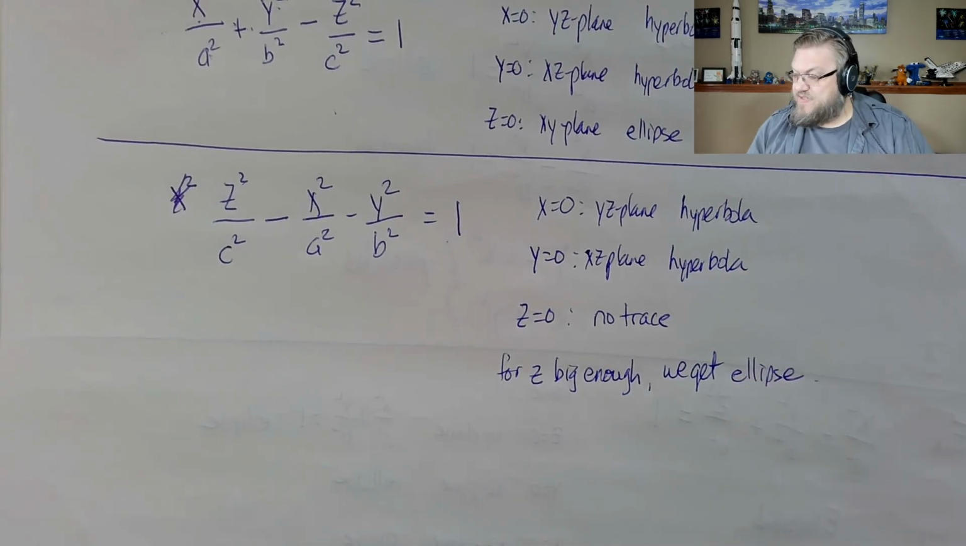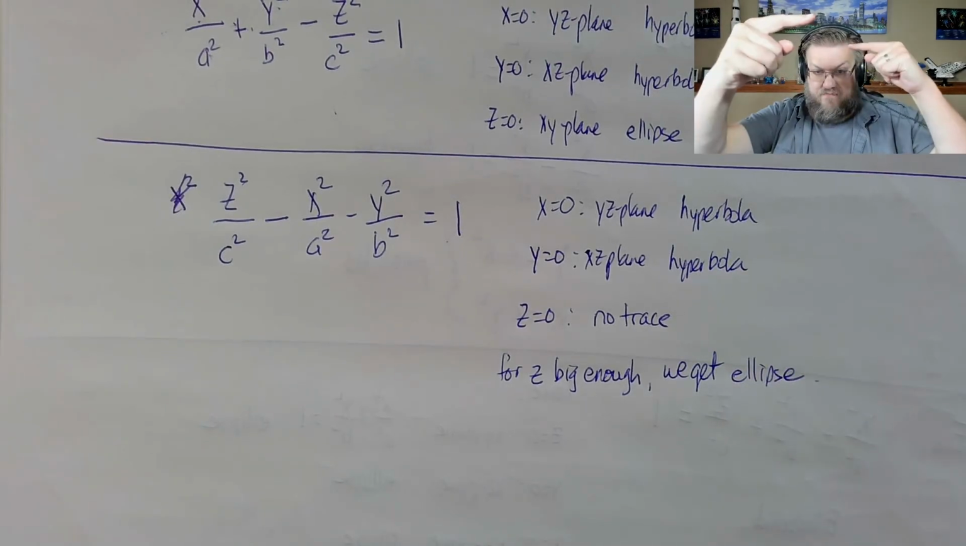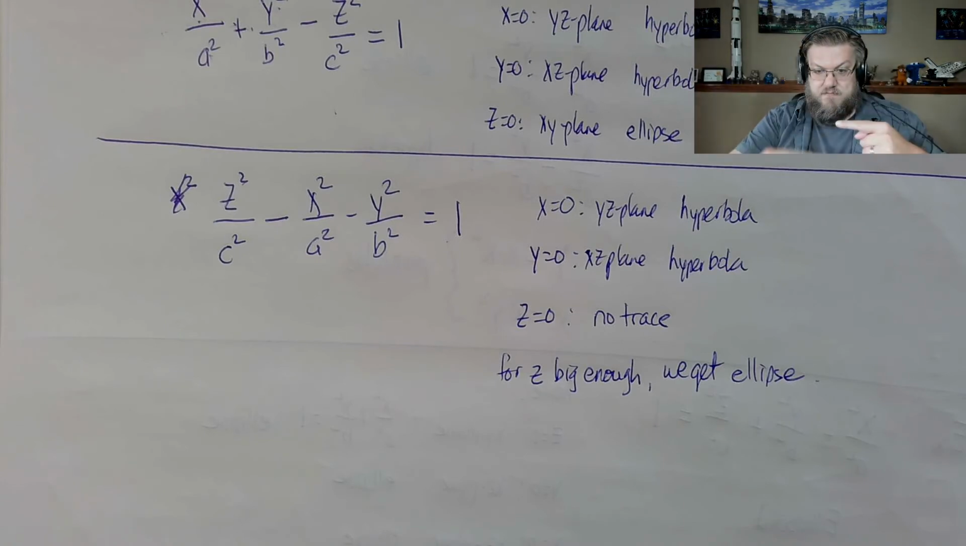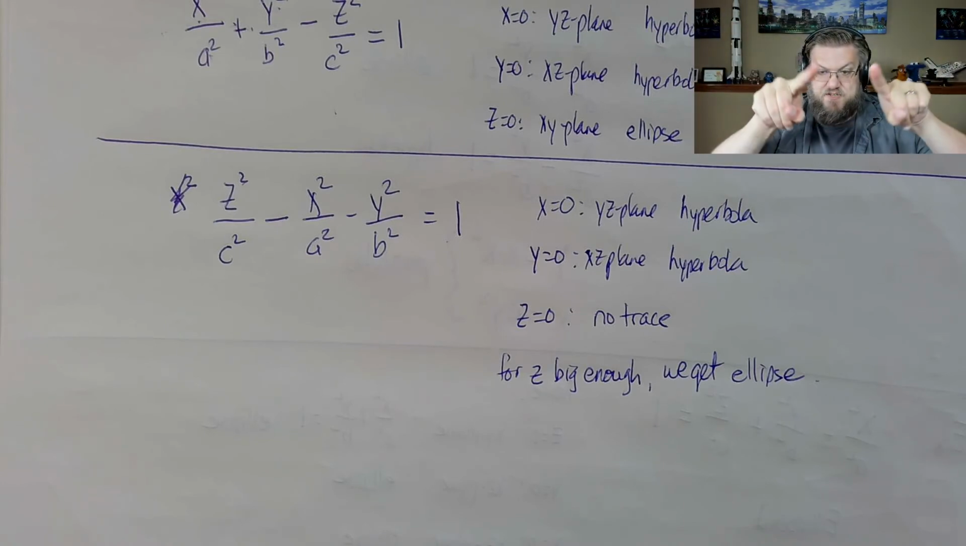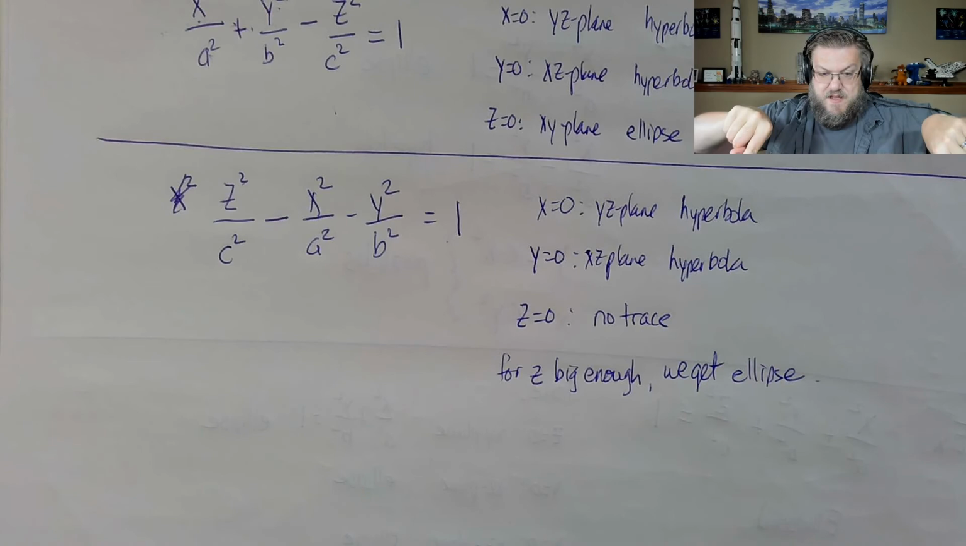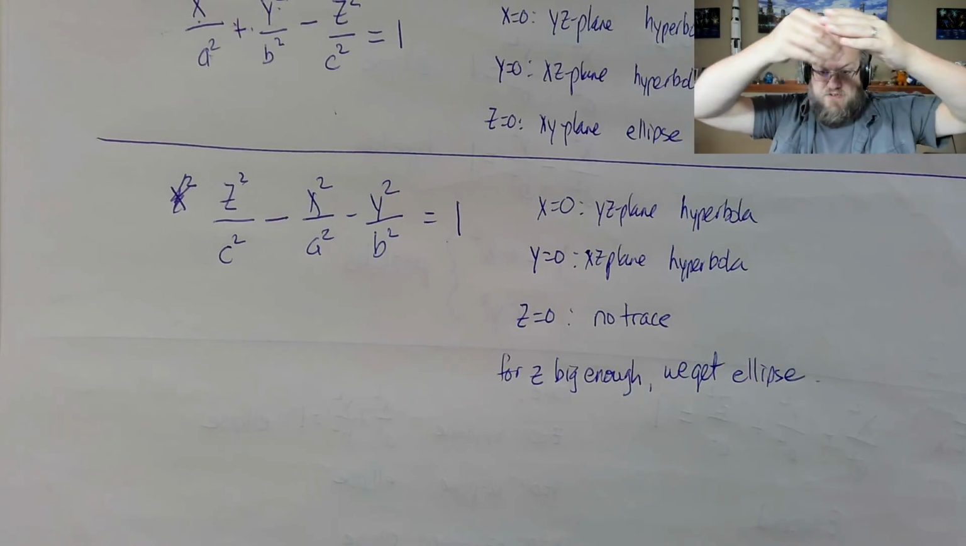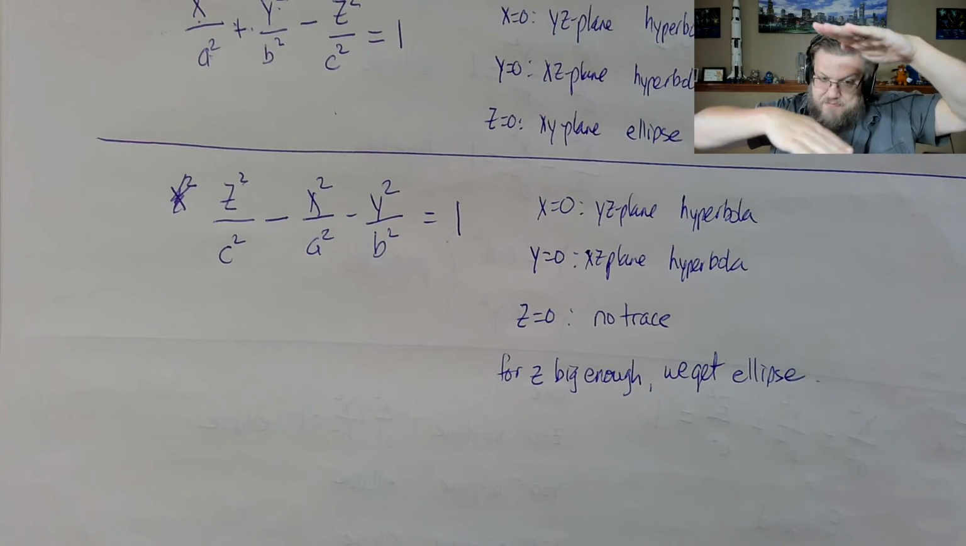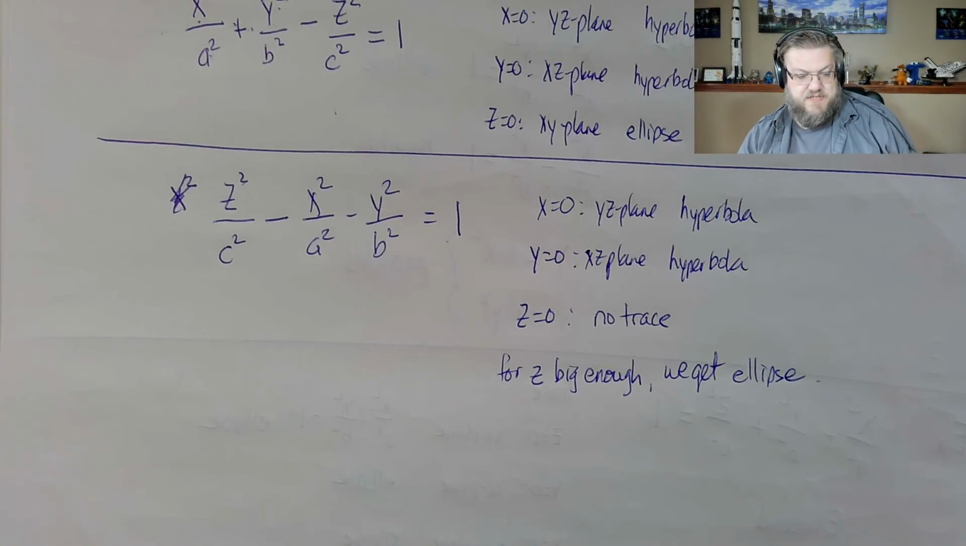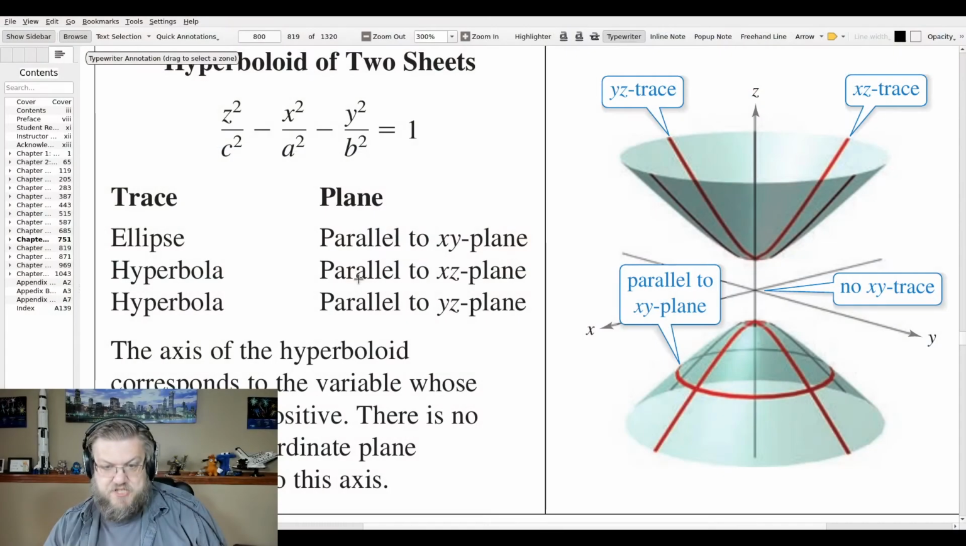Okay, so we get a hyperbola this way. We get a hyperbola this way, right? But there's nothing in the middle. So it starts up here, so there's a gap. And so they call this the hyperboloid of two sheets. You see that? And it has a gap right there.